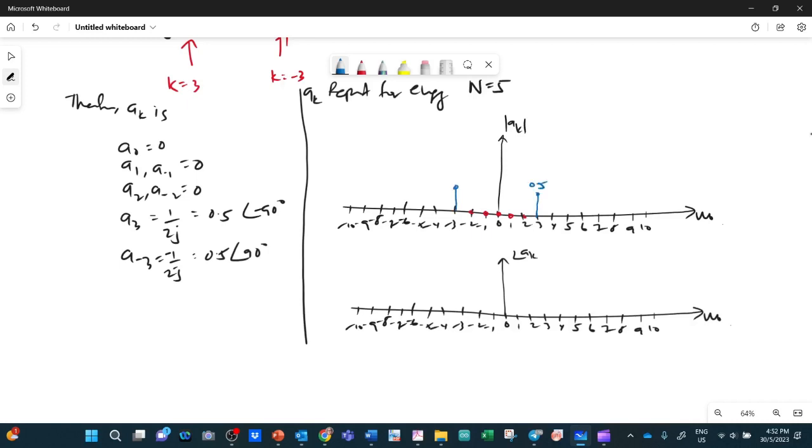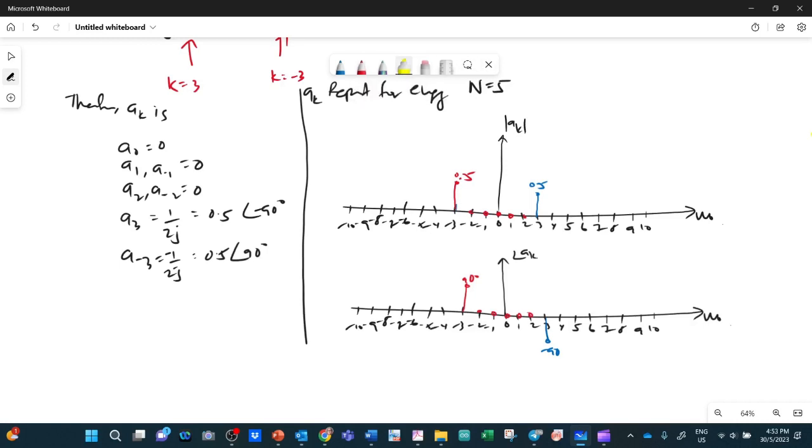0.5. At minus 3, 0.5. Okay, and how about the phase value? You have 0 at minus 2, minus 1, 0, 1 and 2. You only have a value at 3. 3 is minus 90, so minus 90, and for minus 3 it is 90 degrees. I'm going to change this color to red so that it's easy for you to understand. Okay, 0.5. So we haven't finished yet.